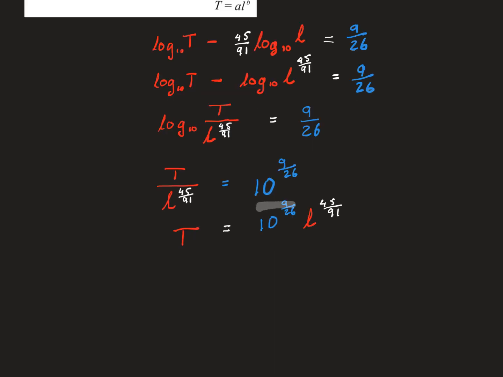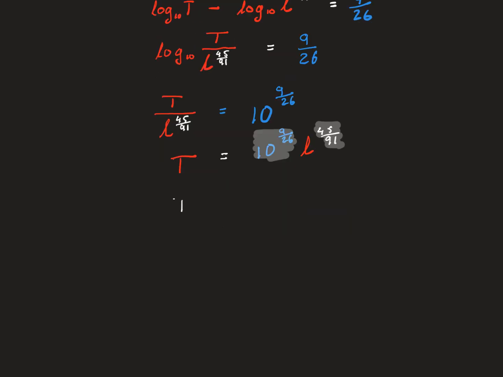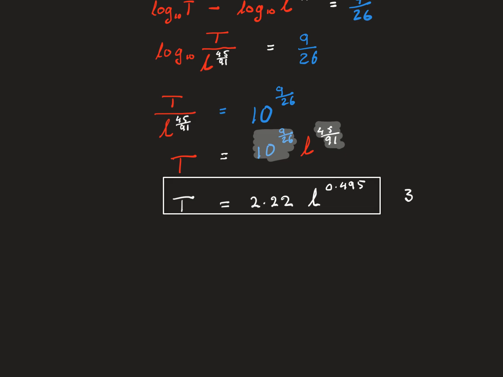So this is our a value, and this is our b value. So t therefore is equal to, if we use the calculator, we'll find that that is 2.22 L to the 0.495, and that was to 3 significant figures.